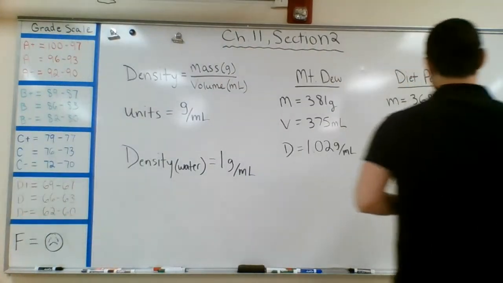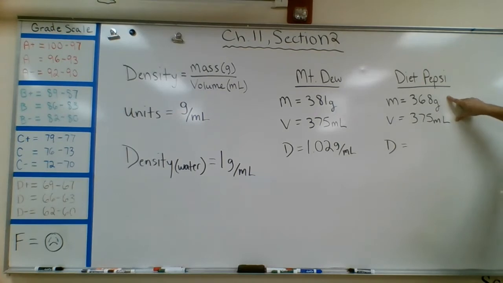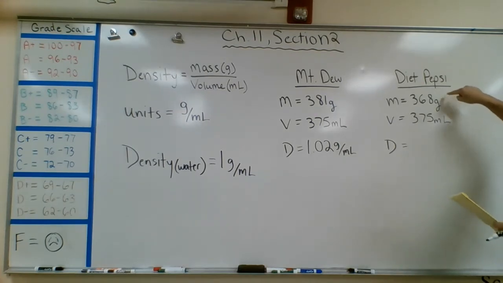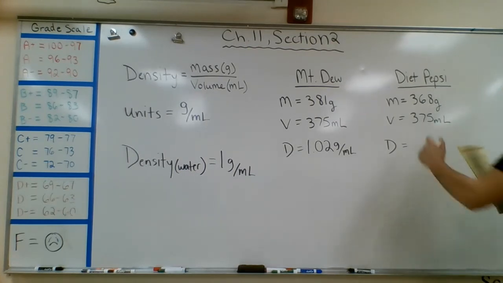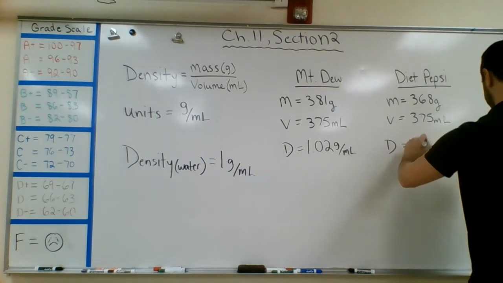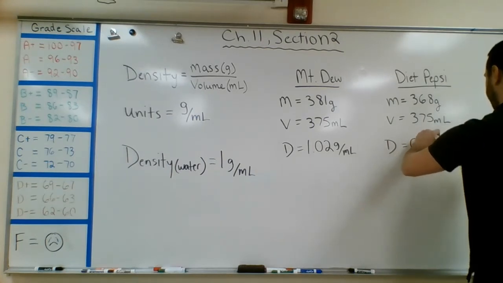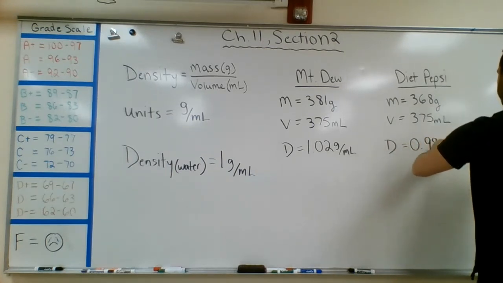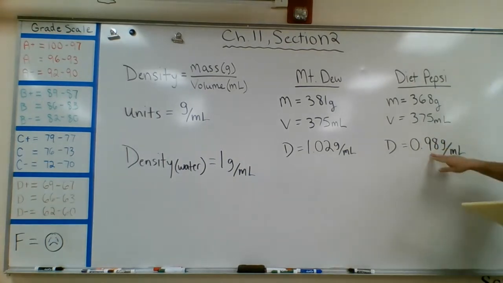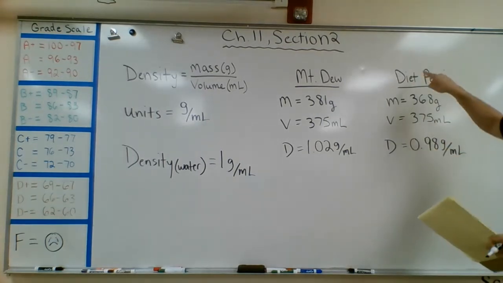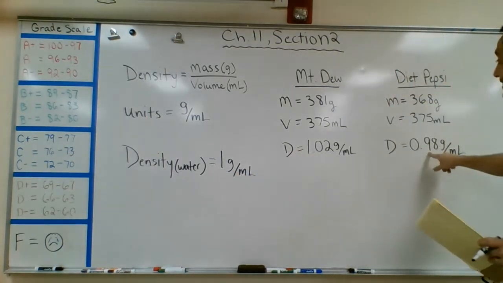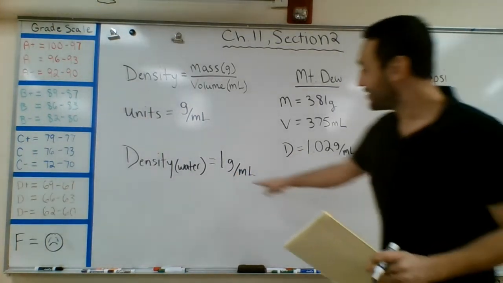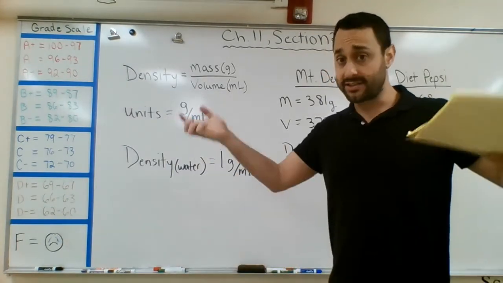So let's see if we can get the density of the Diet Pepsi. Its mass is, as we said, 368 grams. We're going to divide that by 375 milliliters, and that gives us a density, if I round here, of about 0.98 grams per milliliter. So when we compare the density of the Diet Pepsi to the density of water, we can see that Diet Pepsi is less dense than water, and therefore it's going to float.